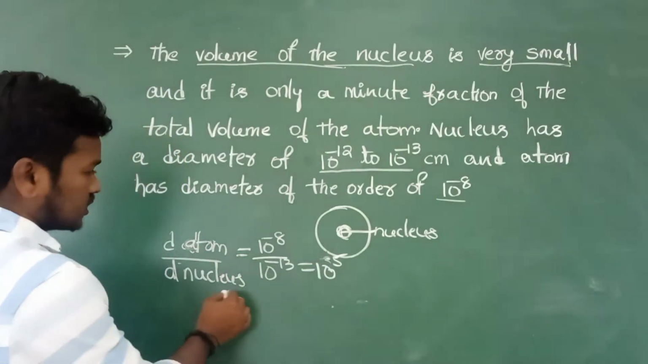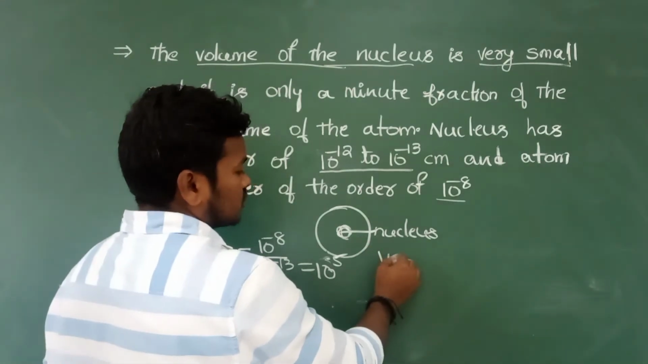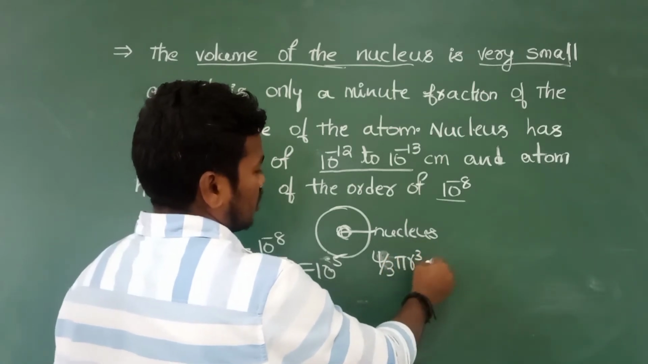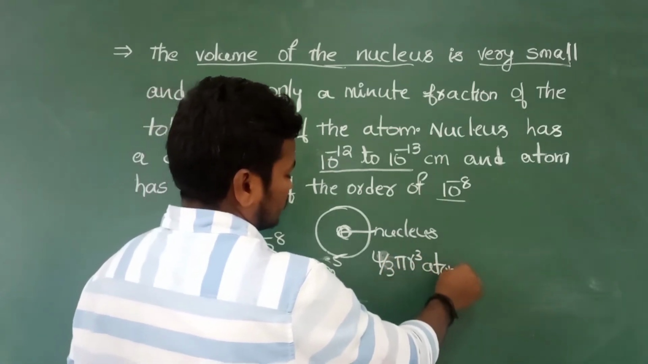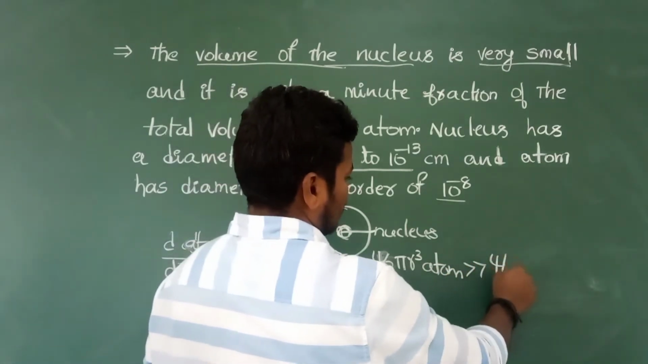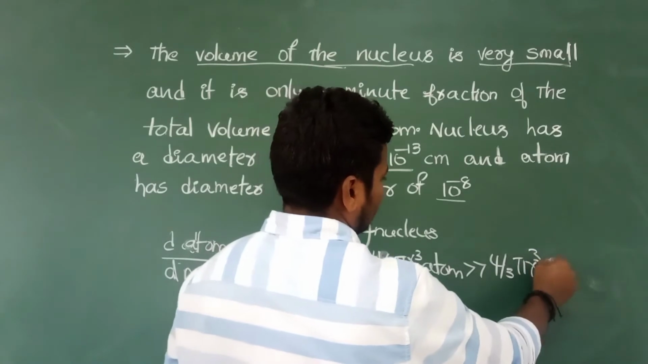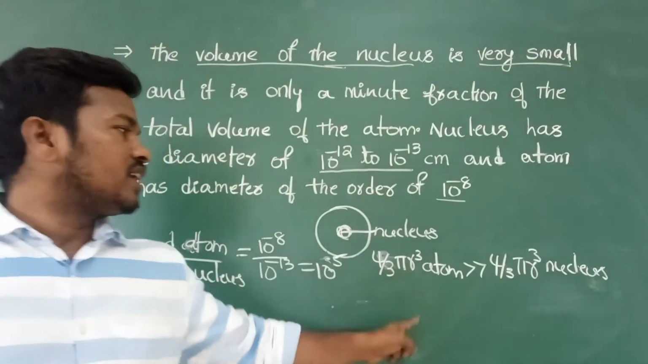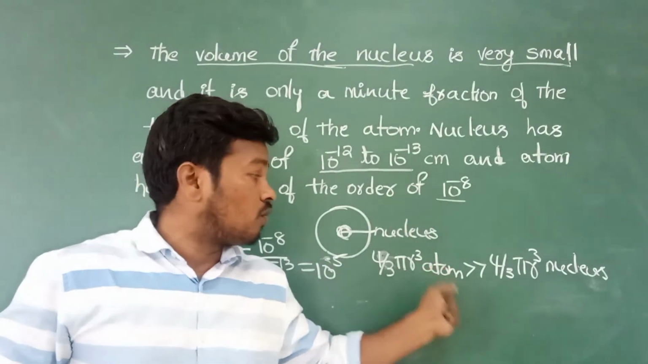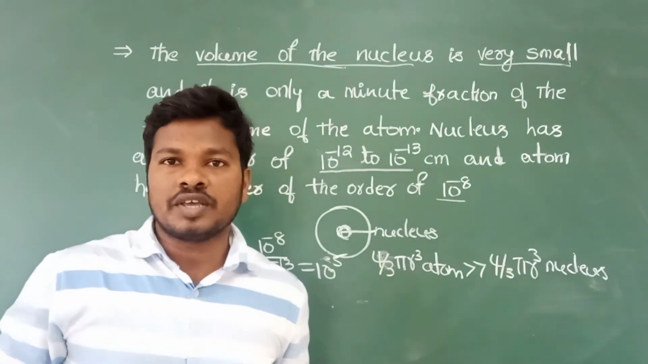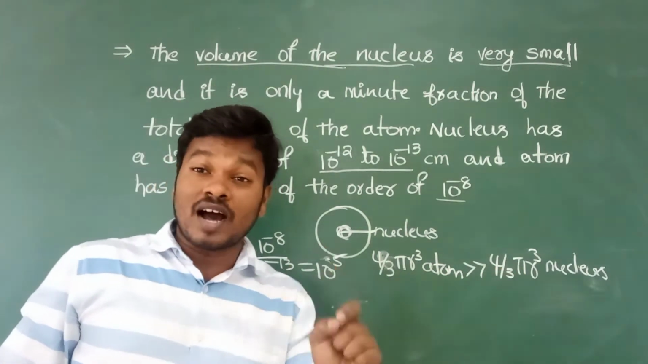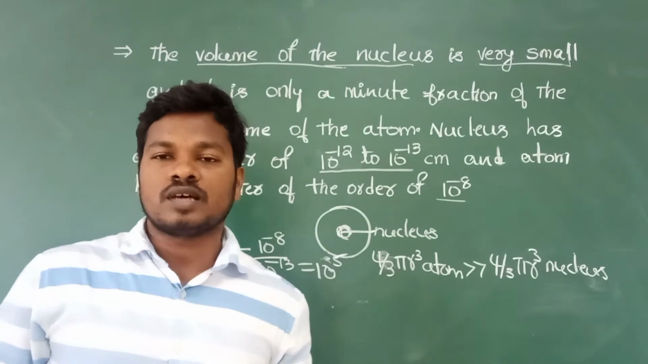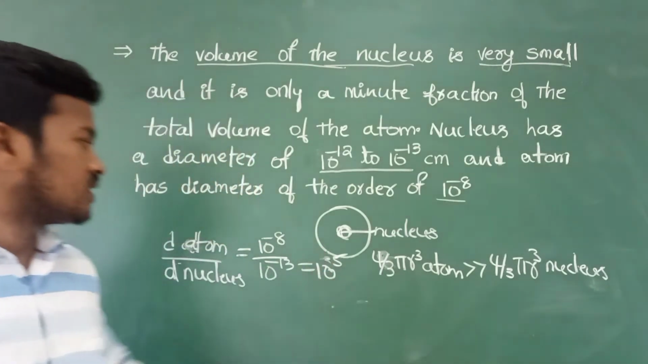So you have to understand that volume is nothing but 4 by 3 pi r cube. So 4 by 3 pi r cube of the atom is greater than 4 by 3 pi r cube of the nucleus. So the atom has a large volume and the nucleus has a small volume. Even though the mass is high, that mass is concentrated in a very small region, a very small space. The volume is very small, but the nucleus has the highest mass. So I think you understand this point.